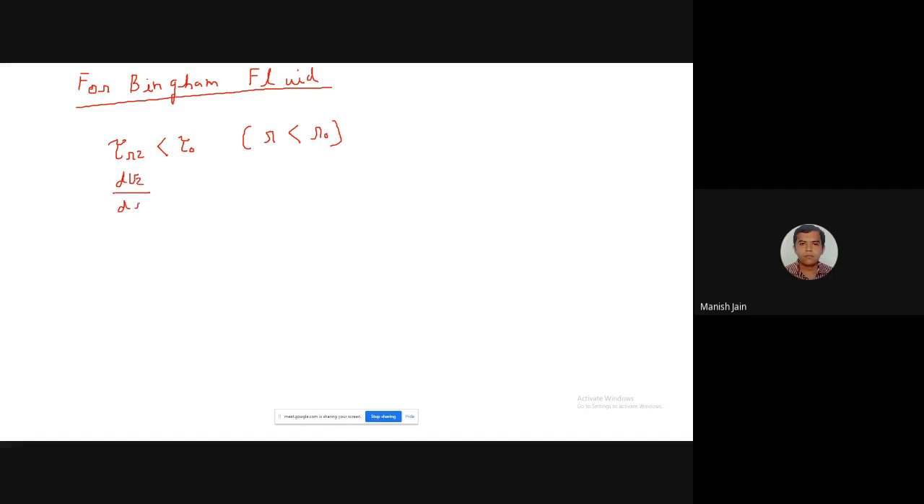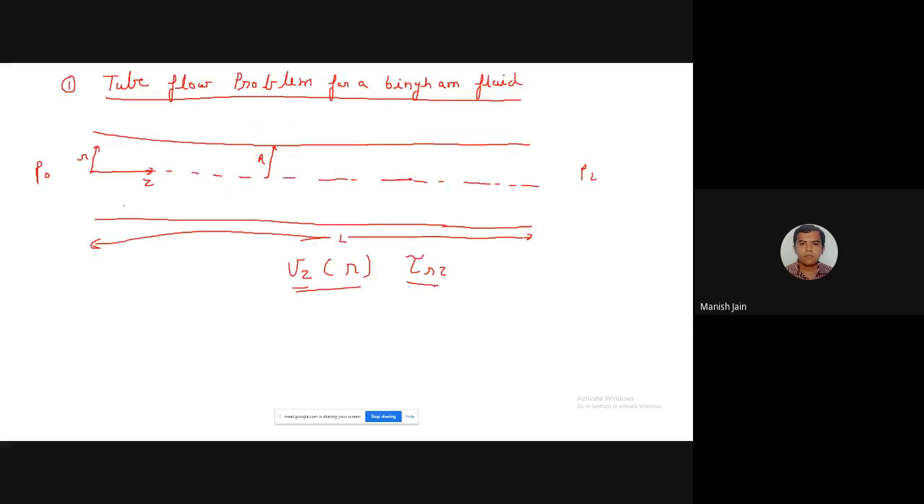dVz by dr equal to 0, or Vz equal to V naught. If this is 0, that means Vz is constant, equal to V naught, which is a constant. Okay, so this is the first point. And the second point: if tau rz is greater than or equal to tau naught, or r is greater than or equal to r naught, where r naught is a radius inside this system. Okay, so suppose this is the r naught.